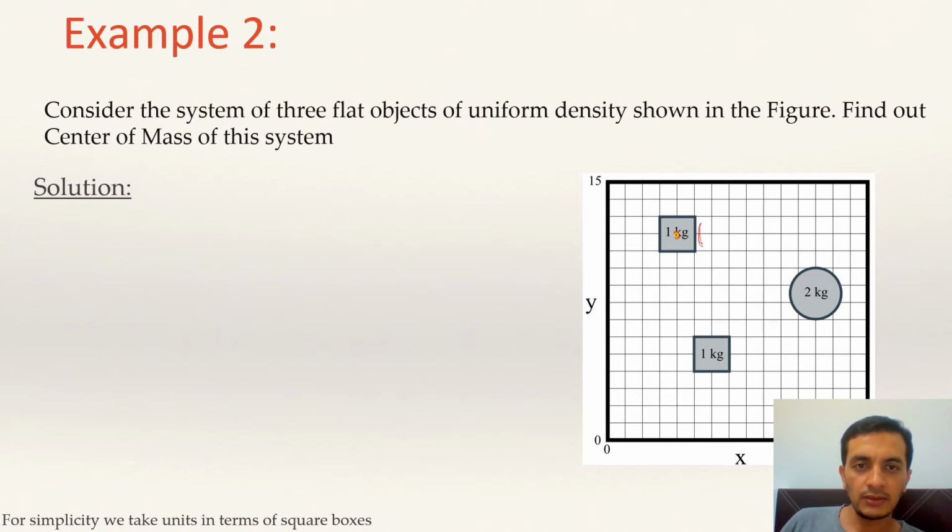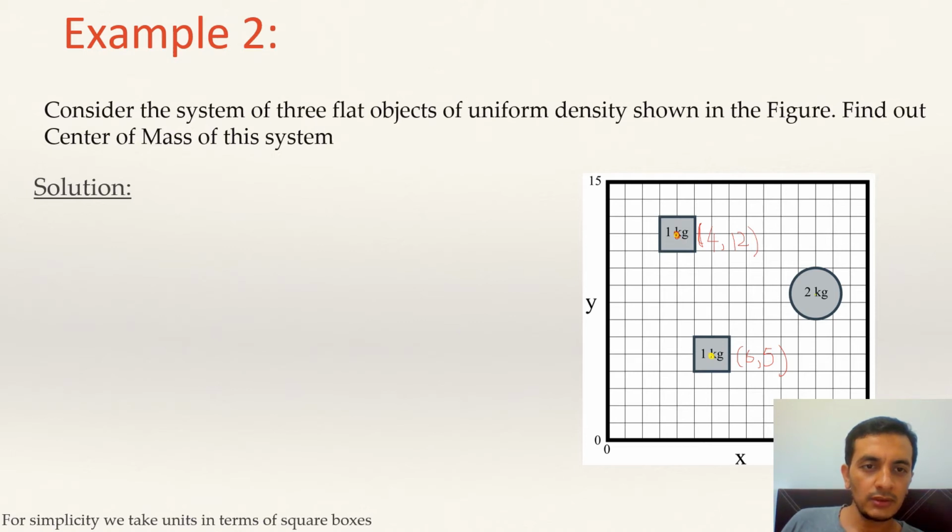First is x, the horizontal distance from the origin: 1 box, 2 boxes, 3 boxes and 4 boxes. So it is 4, comma, y-axis 1, 2, 3, up to 12. So this is 12. Now for this one, its center is here. Starting from x, 1, 2, 3, 4, 5, 6, so its coordinate is 6, and vertical is 1, 2, 3, 4, and 5. This is 5.